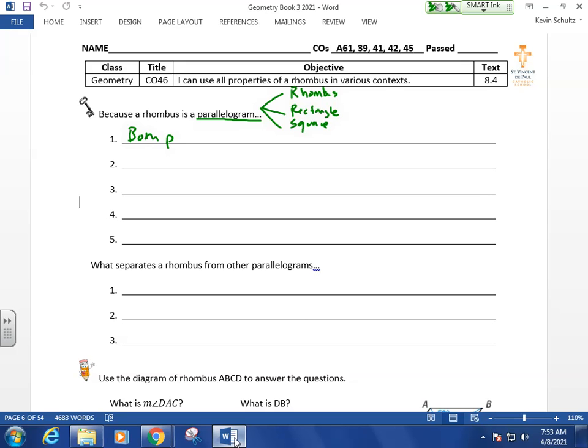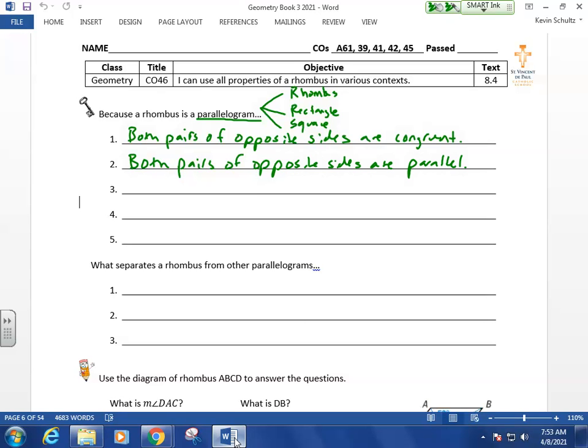Number one, both pairs of opposite sides are congruent. Number two, both pairs of opposite sides are parallel. Number three, both pairs of opposite angles are congruent.